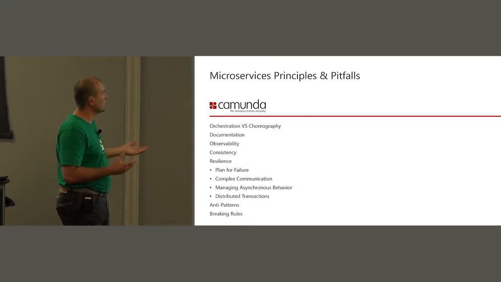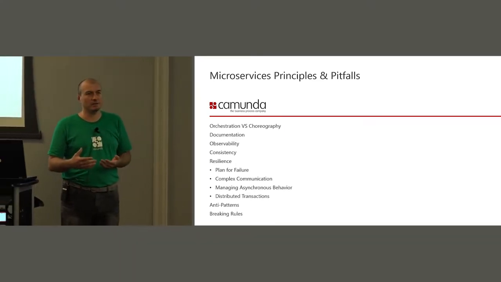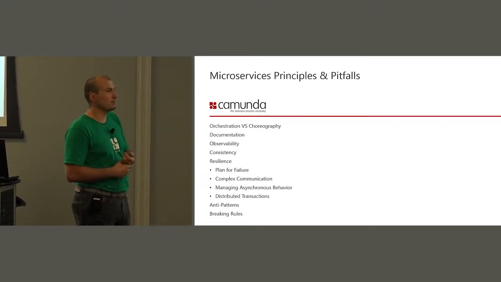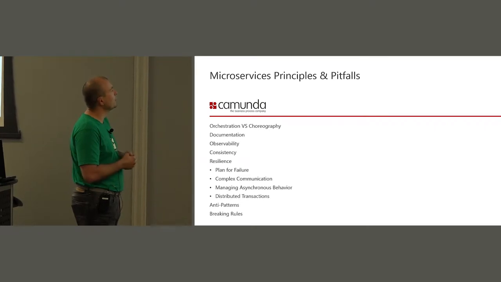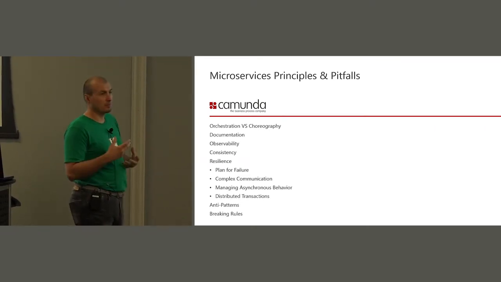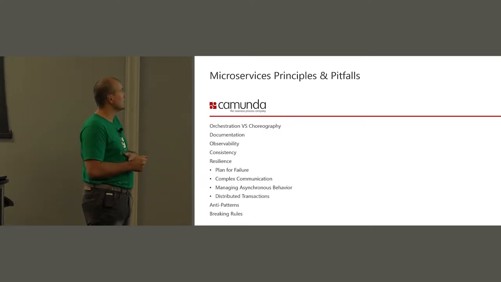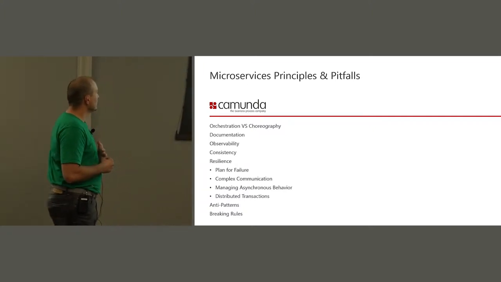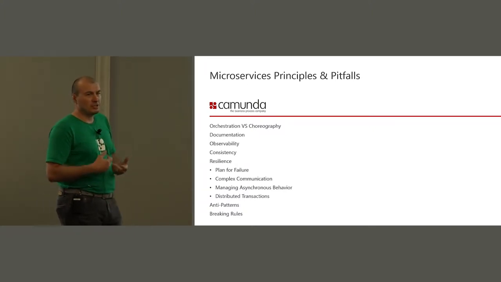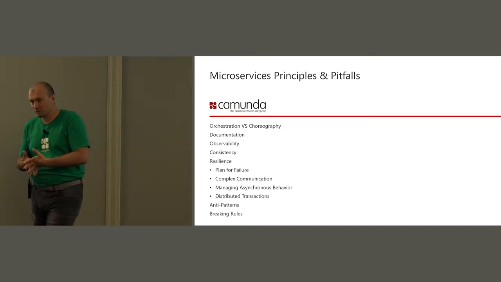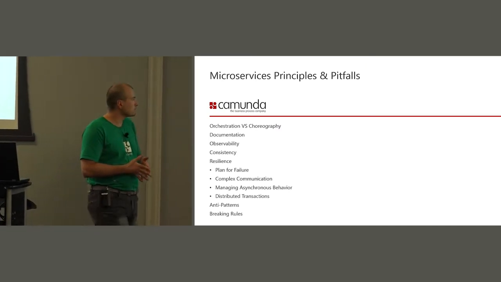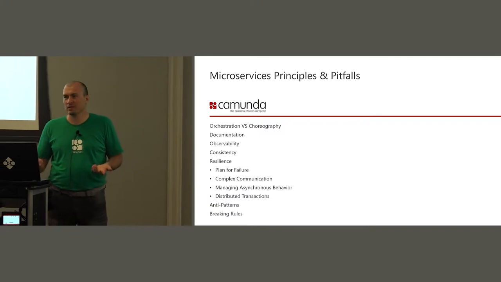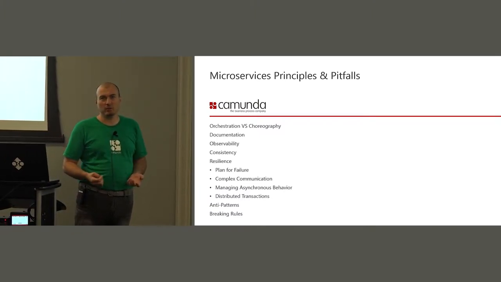Some of the topics we'll go over, I really want to focus on resilience and some of the things we might be able to do to make our system resilient, some pitfalls that we might encounter, and then talk about some of the principles around microservices, like containing our services in a bounded context, observability and documentation and how BPMN is really good at doing that. Maybe a little bit about breaking rules, and when and why we break rules, and how we can do that with Camunda.